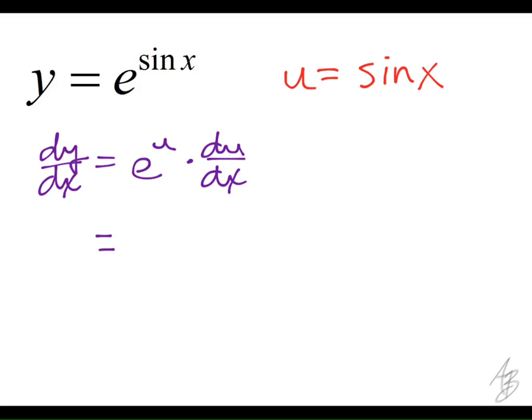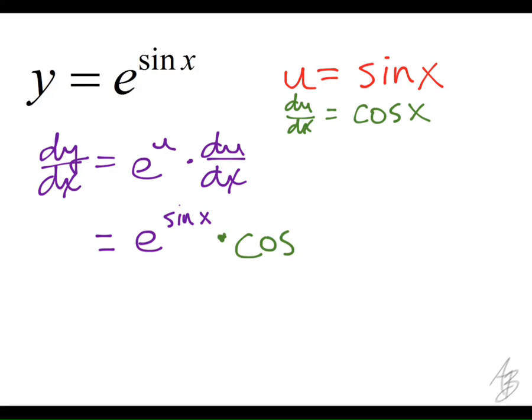So then plugging in what we know, what is e to the u? E to the sine of x. And du/dx, I'm going to go ahead and write this off to the side here. du/dx is what? Cosine of x. So we're going to multiply e to the sine of x times cosine of x. That's it. That's all you got to do. It's easy enough, right?